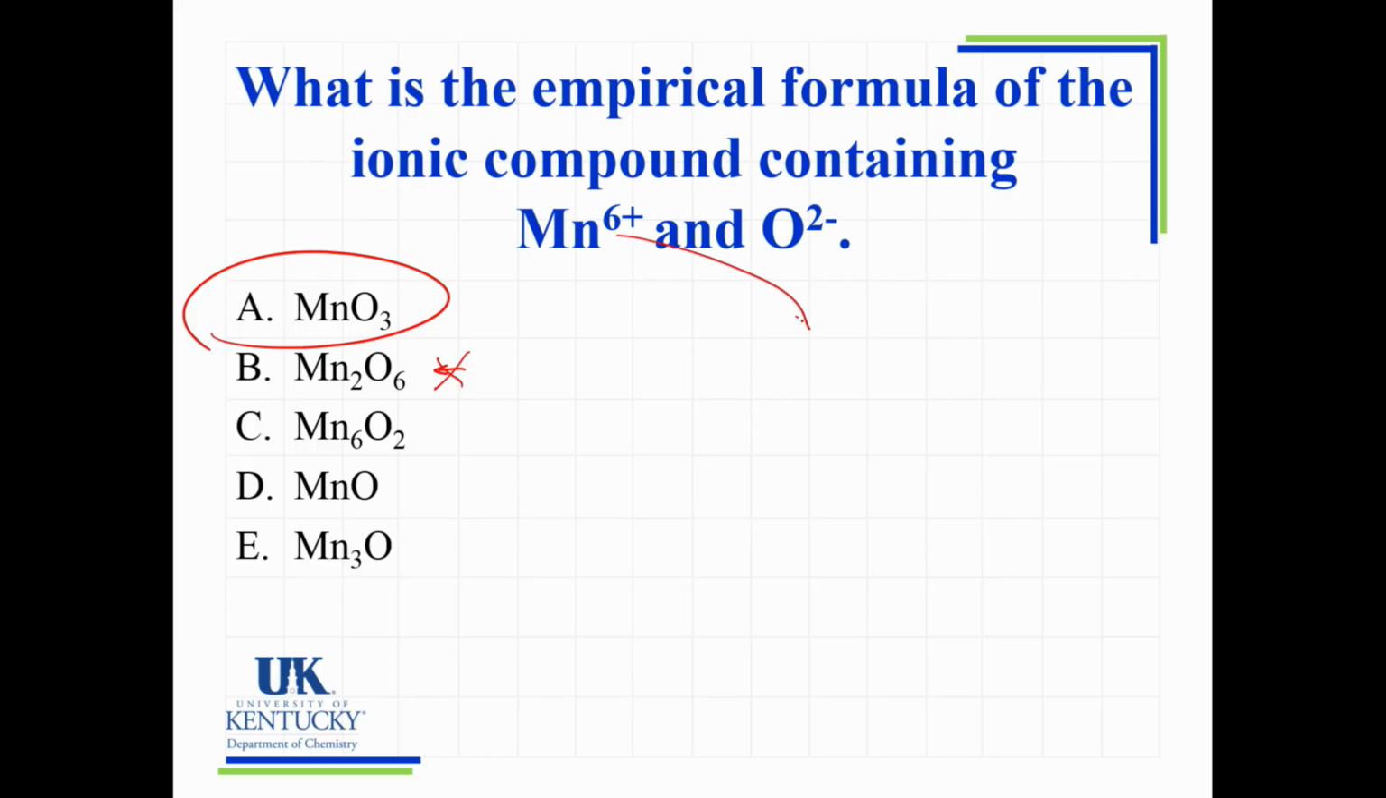If you do the crisscross, so manganese, oops, that's not manganese, that's magnesium. Silly me. Manganese 2 and oxygen 6, that's crisscrossing them down. You've got to always stop and say, is that the lowest possible whole number subscripts? And you can reduce that down to MnO3. Now, I probably wouldn't have thought of the crisscross. I would have said, okay, I've got 6 positive charges, I need 6 negative charges. Well, to get 6 negative charges, all I have to do is multiply by 3. So that tells me I need 3 oxygens for every manganese.